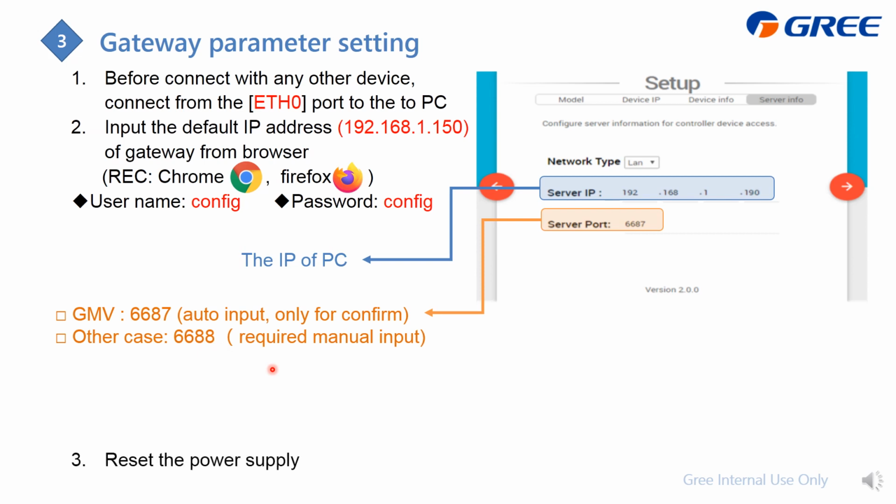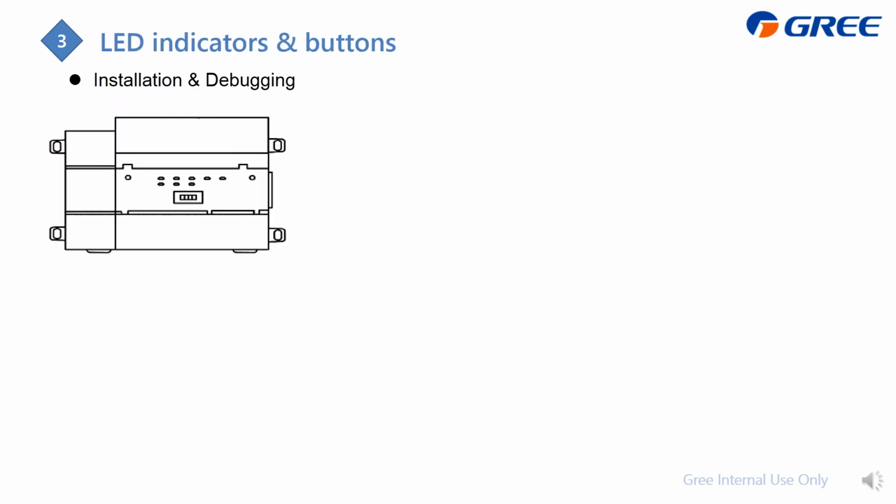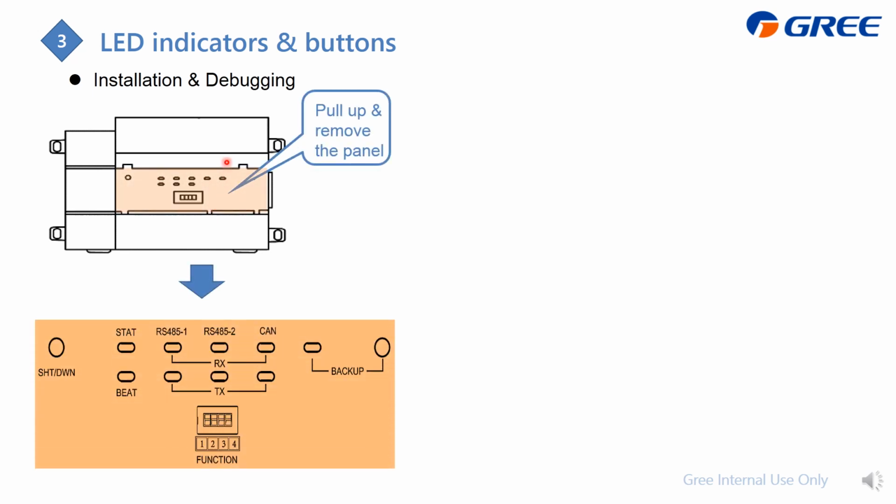After that, please reset the power of the gateway. And here is the detail of the gateway. First, here is the IP area, and you can find that there are lots of LEDs here to indicate the operating states. Just pull up this panel and you will see the detail. Basically we have the RS485 and CAN LED indicators.